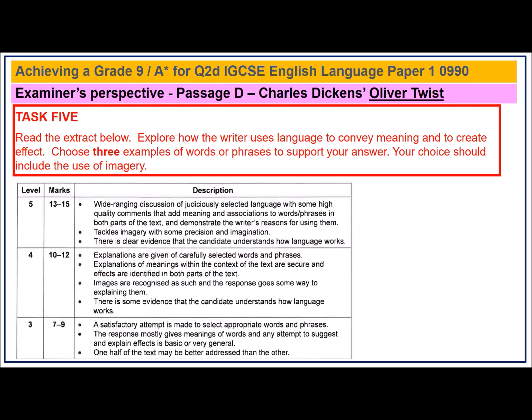Now's the time to give yourself a very approximate mark out of 15 for your response. Spend some time thinking about this, toggling back to the comments in the mark scheme if you find that helpful. Press pause now.